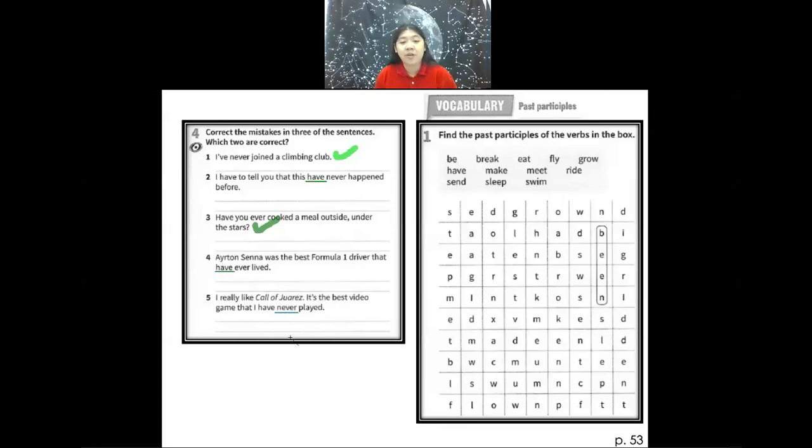Remember, we cannot use the word "never" in this sense. It's contradictory, and it's not a question, so we cannot use the word "ever." You just need to remove the word "never" here in this case. So let's check our answers.